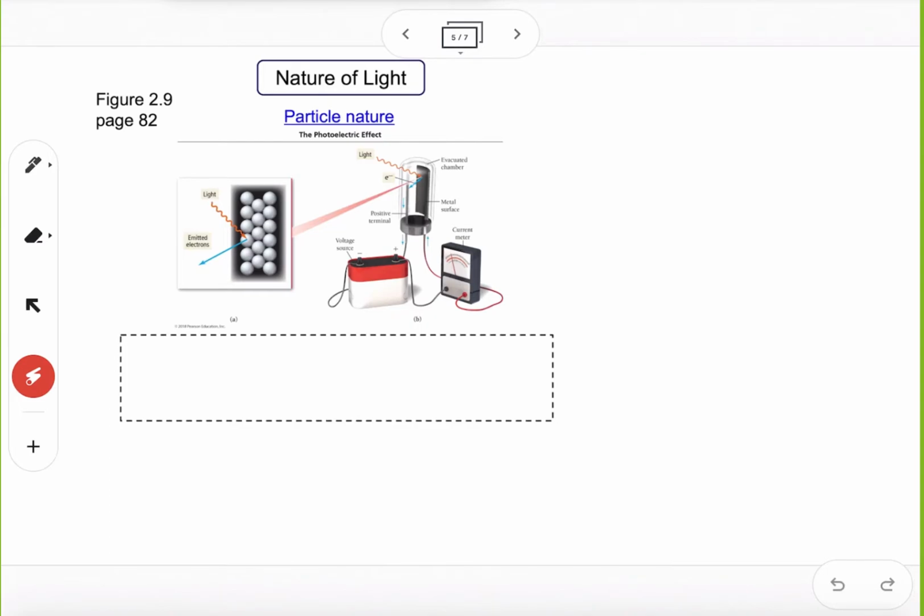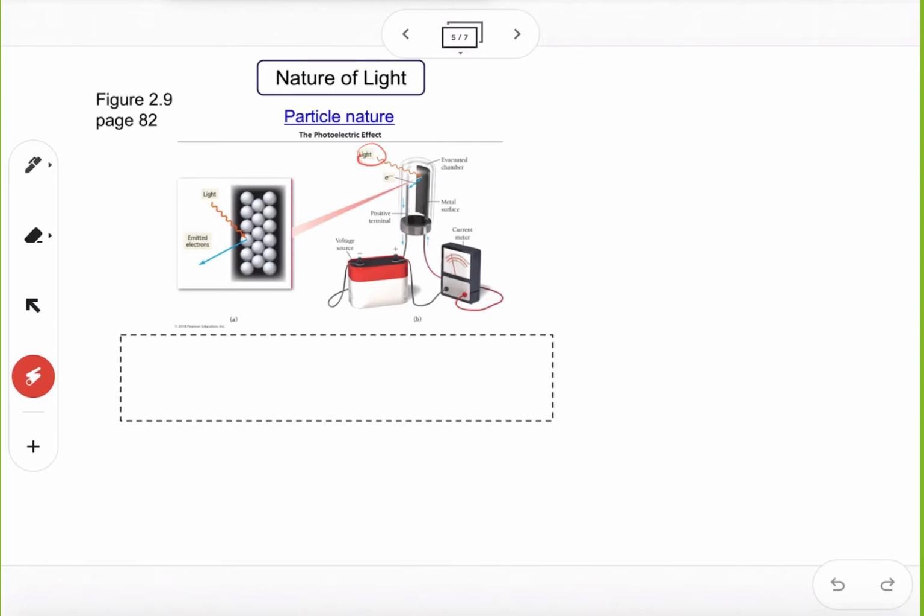Well, this is the instrument they used. Okay. Well, essentially, this is a circuit. Okay. Well, you have a battery here. You have a current meter, and you have this thing that looks like a light bulb. It's not a light bulb, but sort of like a light bulb. It has two objects. The first one is the metal here. Okay. It has a large surface. The second thing is the positive terminal.